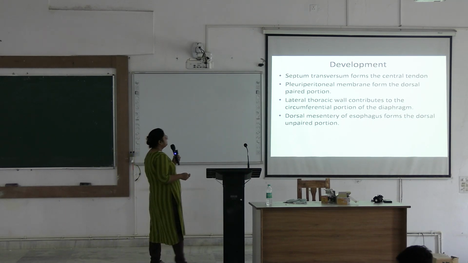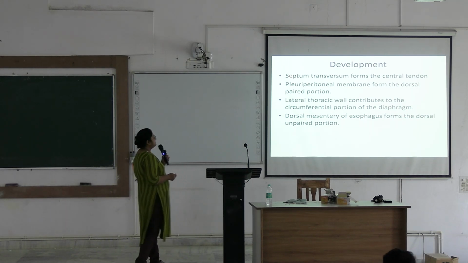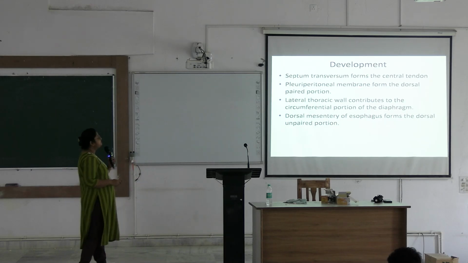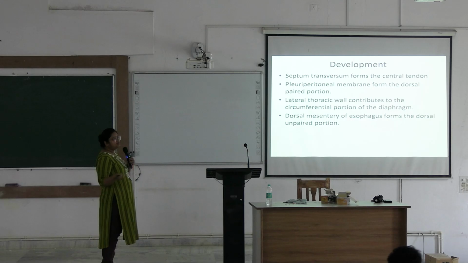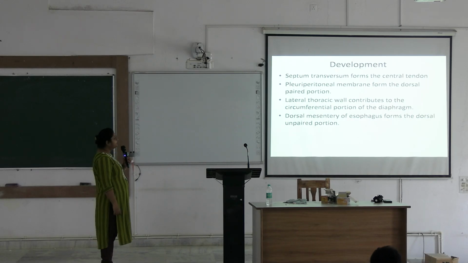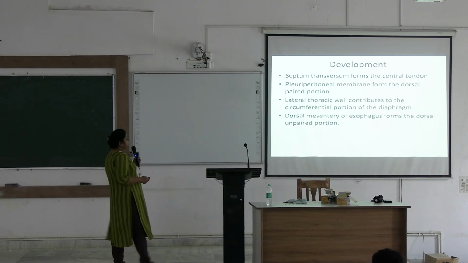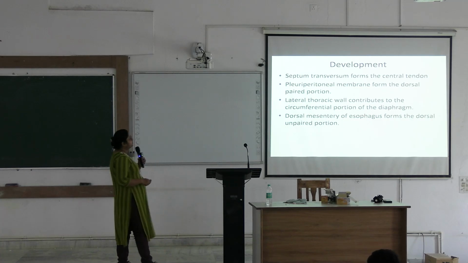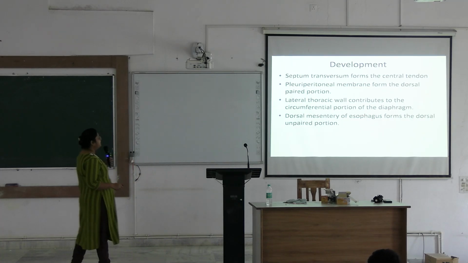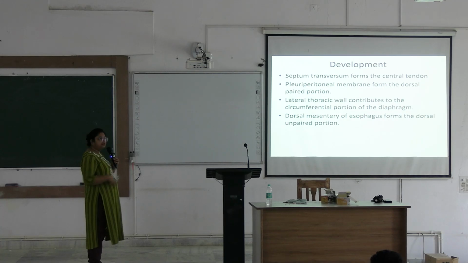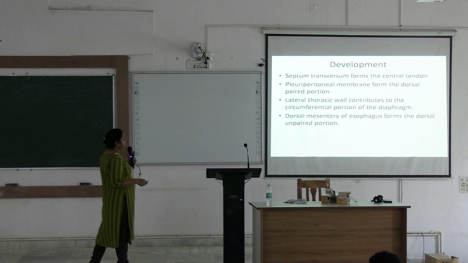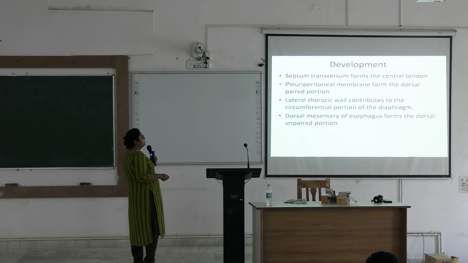Okay, so it develops from the septum transversum. The septum transversum forms the central tendon of the diaphragm. This development is also important for your MCQs. The pleuroperitoneal membrane forms the dorsal paired portions, and the lateral thoracic wall contributes to the circumferential, most lateral part of the diaphragm, and the dorsal mesentery of the esophagus forms the dorsal unpaired portion.